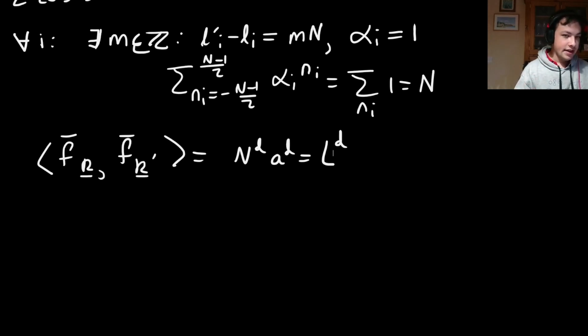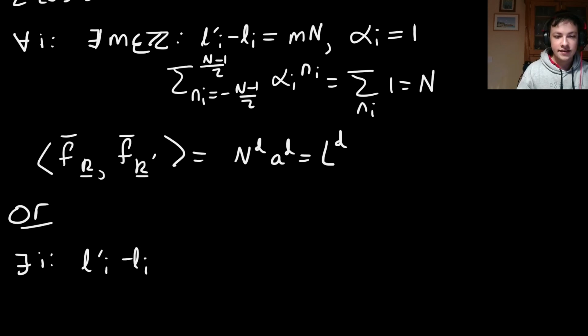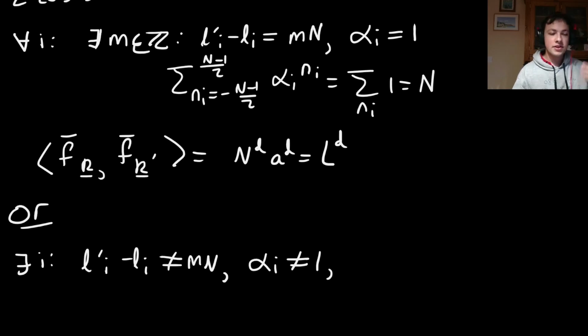Otherwise, there exists something where this isn't true. So there exists i where L primed i minus L i is not equal to m times n. So alpha i is not equal to 1, but because L primed and L are both integers, we still have that alpha i to the power of n is equal to 1.